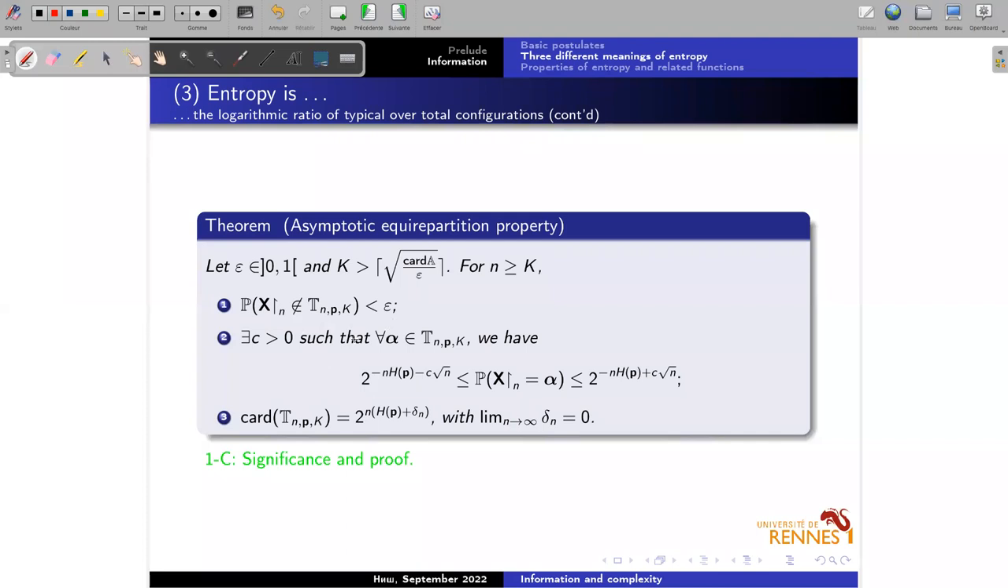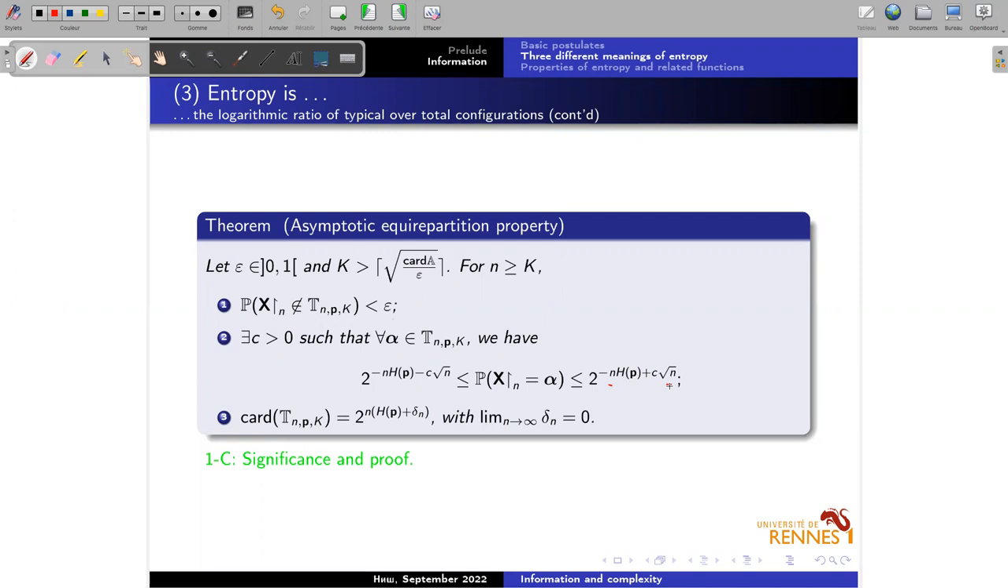Now, for every alpha in the typical sequences, the probability that X^n is equal to that typical sequence is morally exponential: 2 to the power minus n times the entropy of p. So you see here I have something that depends on n, and here I have something that depends on square root of n.